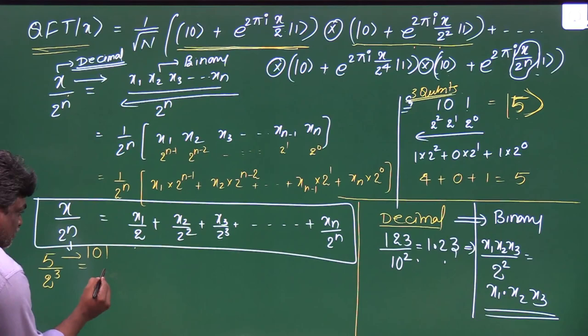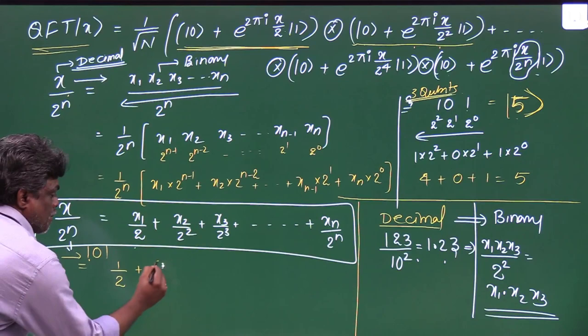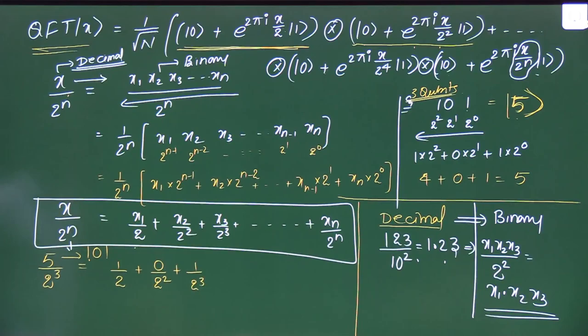1 by 2 to the power of n minus 1, that is 2. Correct? Oh, okay, you're going from the right side. So 2 to the 1, 2, plus 0 by 2 to the power of 2, plus 1 by 2 to the power of 3. That's it. 0 plus 1 by 8 is 0.5.